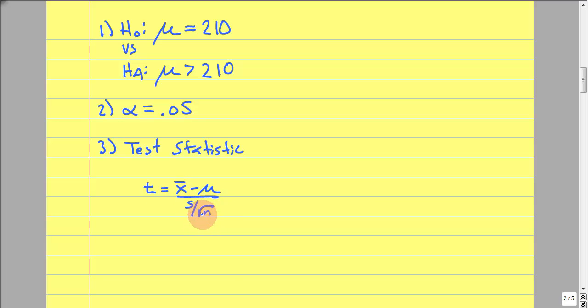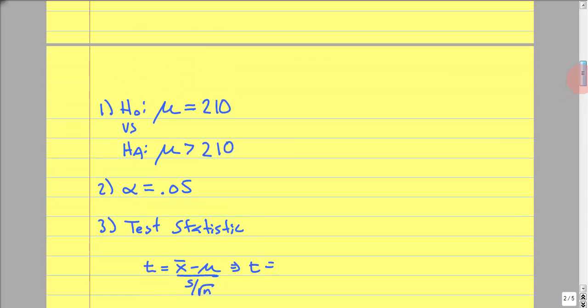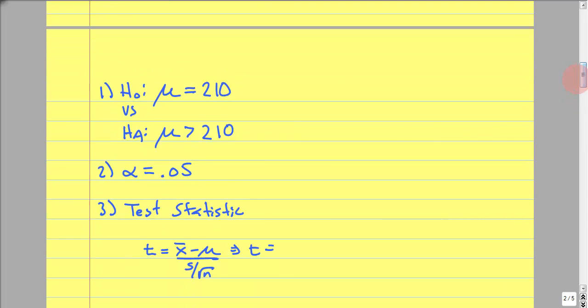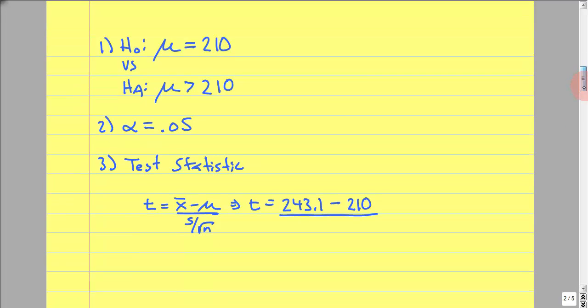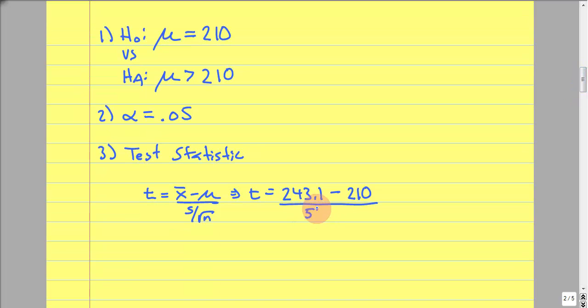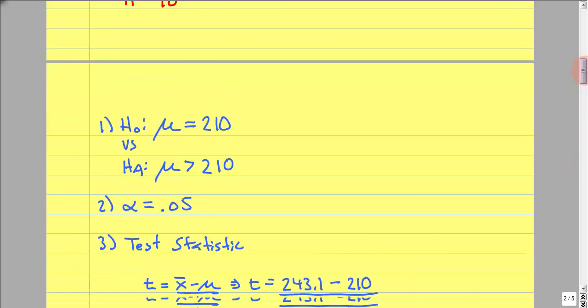And we want to be careful how we put this in the calculator. So x bar, let's go ahead and scroll up and find our value, is 243.1 minus mu, and mu is equal to 210, all over s, and s was 56.75, divided by the square root of my sample, and if I scroll up I can see my sample size was 40.